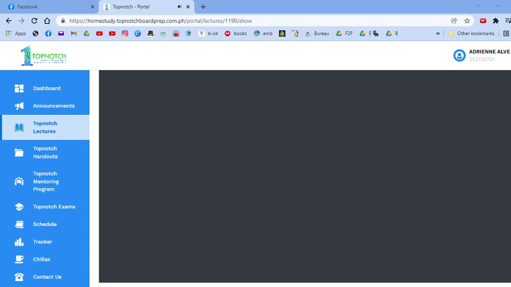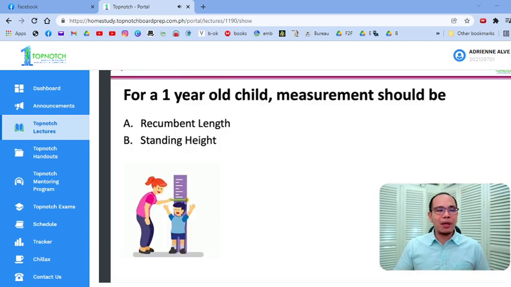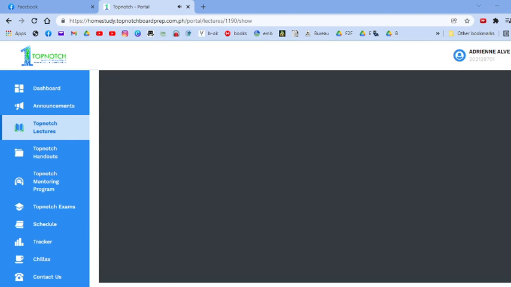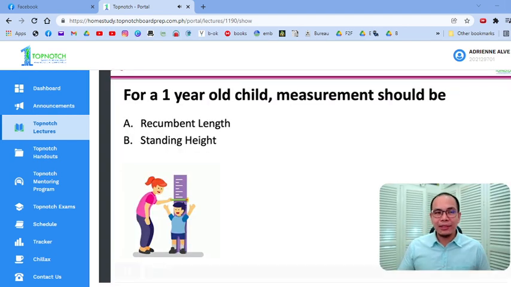The same is true when you're measuring the height of pediatric patients. Siyempre, dapat walang sapatos yan, lalo na pag makakapal yung sapatos ng mga bata. And there's a proper way to determine the height or the length, yung haba nila. So, is it A, the recumbent length? Ibig sabihin, nakahiga ba dapat, mini-measure yung length ng bata pag 1-year-old siya? Or letter B, the standing height? The answer for this one is letter A. It should be the recumbent length.